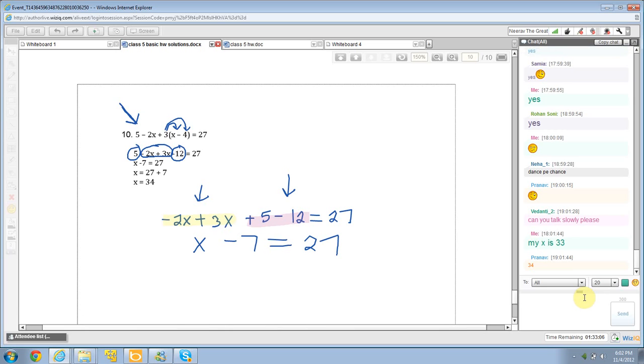equals 27. Now we want to take the 7 to the other side, so you add 7 to both sides, so that's equal to 34. So x is 34. And in this problem you didn't have to round anything, so it remains 34. Does that make sense to everyone?